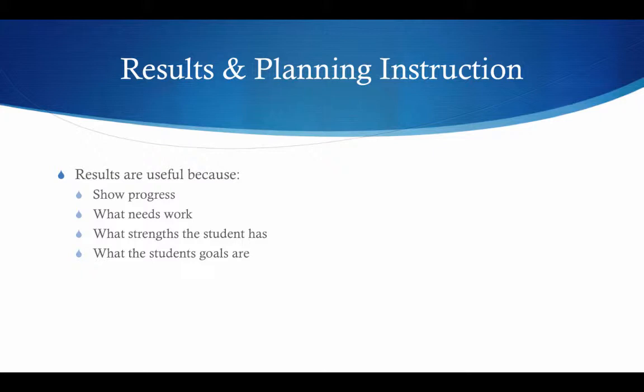The results in planning instruction. So these results help planning instruction for the students because it shows the progress of the student. For this, triangulating data shows the progress for the student. It shows what the student needs to work on. It shows what the strengths are that the student has and what the student's goals are. So when planning instruction for the student, you can see the progress that they have had and what their strengths are and what they really need to work on.